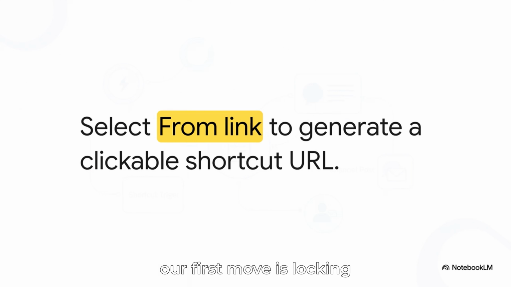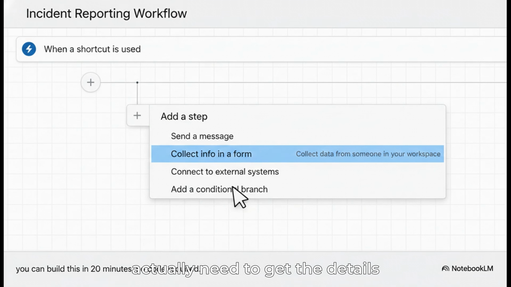Okay, our first move is locking in that trigger. We'll pick the From a Link in Slack option. What this does is generate a clickable shortcut URL. And this is a real game changer because we can grab this link and pin it right to the top of our main support channels or embed it in a team canvas. So whenever someone needs to report an issue, they don't have to rack their brain trying to remember some complex / command. They literally just click the link. Next up, we actually need to get the details from the user reporting the issue.